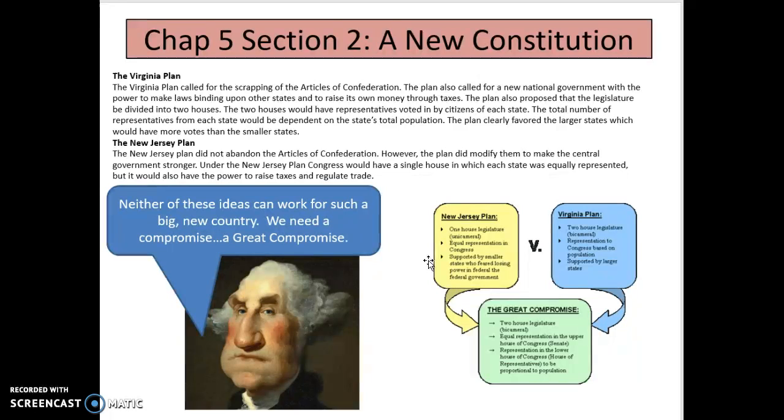If you look below, the Great Compromise establishes two houses of legislature, which is bicameral. One has equal representation, where everybody gets two people going, which is the Senate, and then the House is based upon population, which gives the larger populated states more representatives in the House of Representatives.